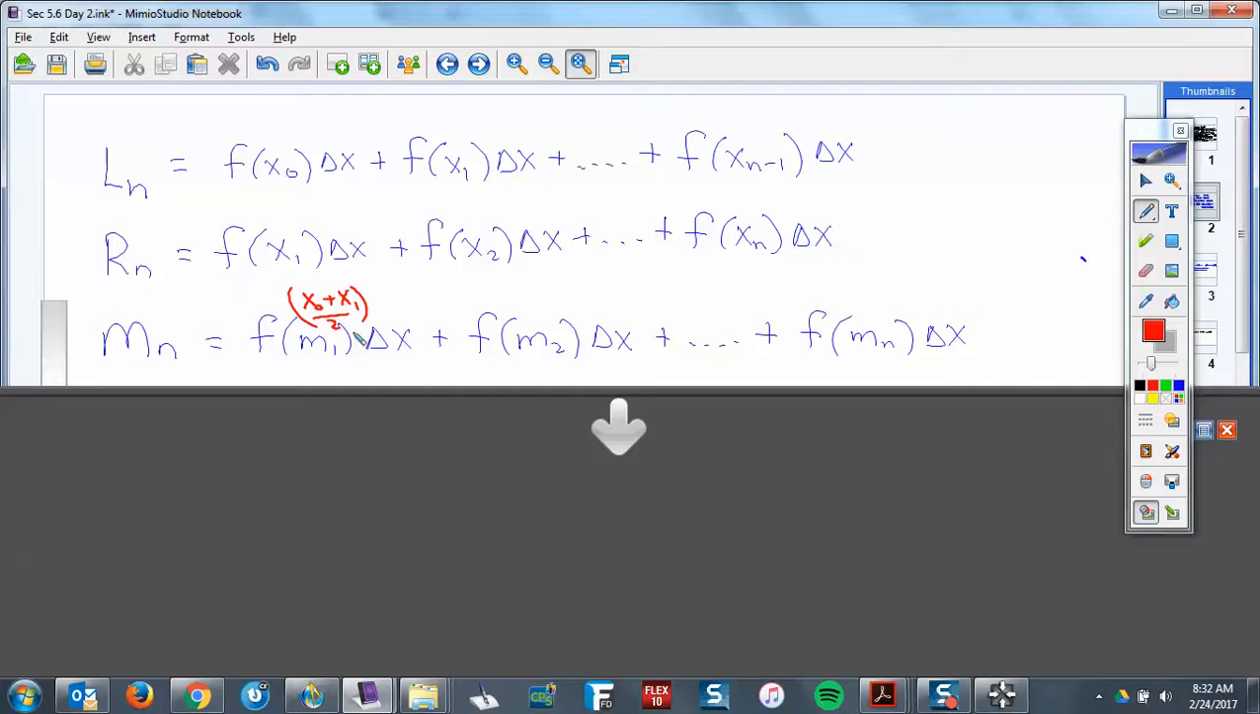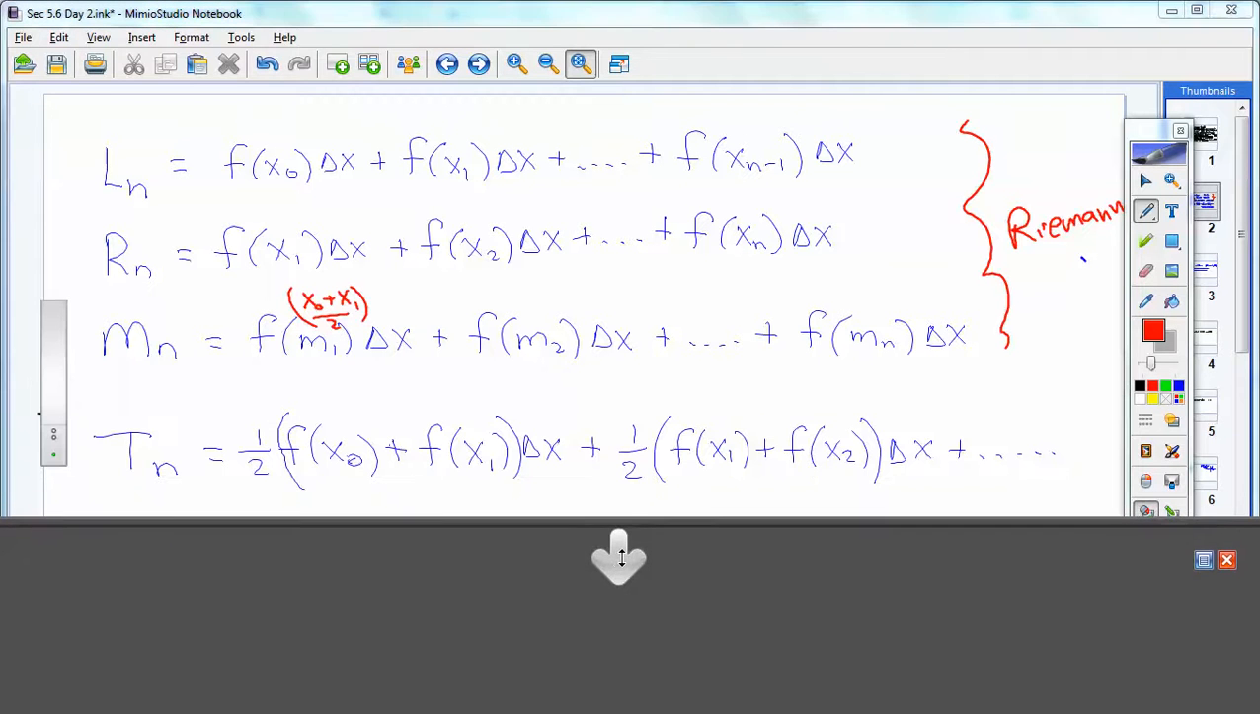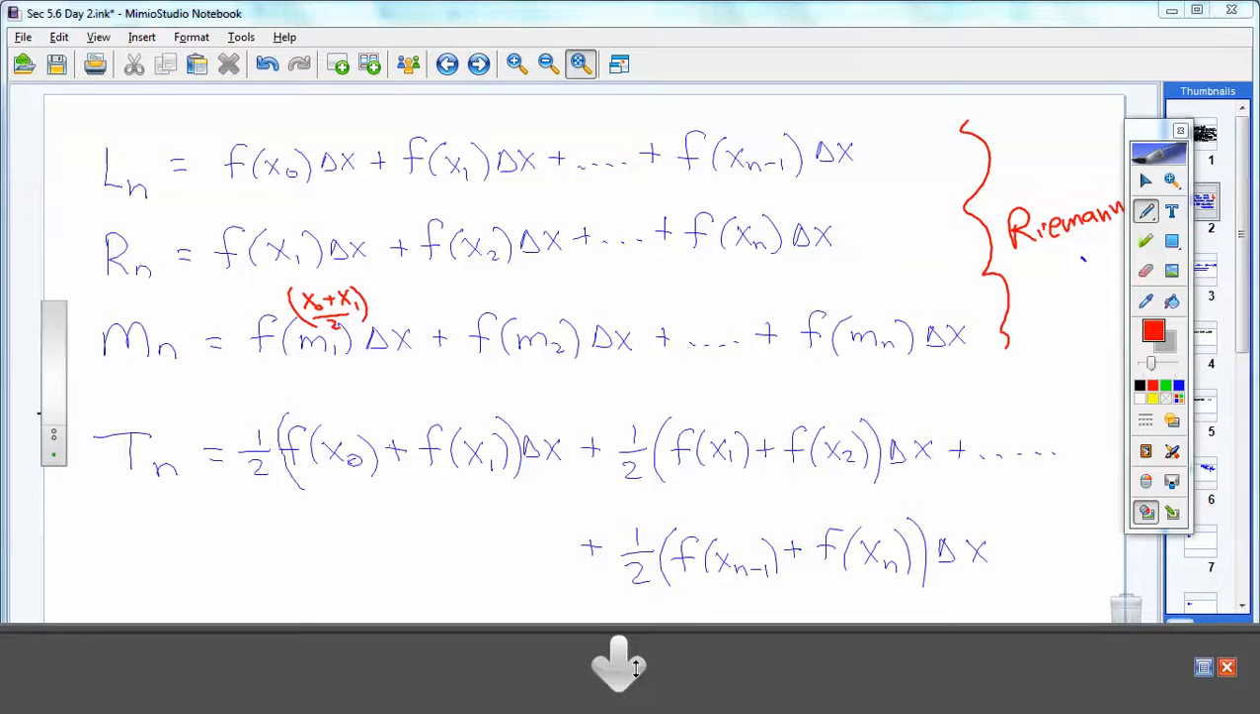But anyway, that's a midpoint sum. So those are all Riemann sums. These three are all Riemann. Those are rectangles. And then we've got our trapezoid. Our trapezoid sum T sub n would be 1/2, and then f of x0 plus f of x1 times delta x, plus f of x1 plus f of x2 times delta x. And then the last one would be 1/2 f of x n minus 1 plus f of x n times delta x, right? So it's just adding up the trapezoids.